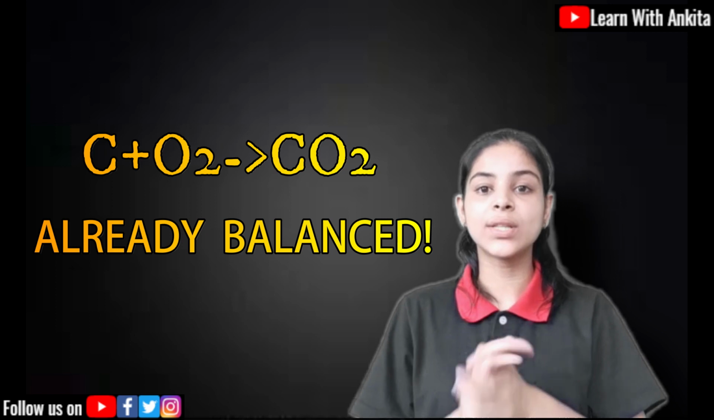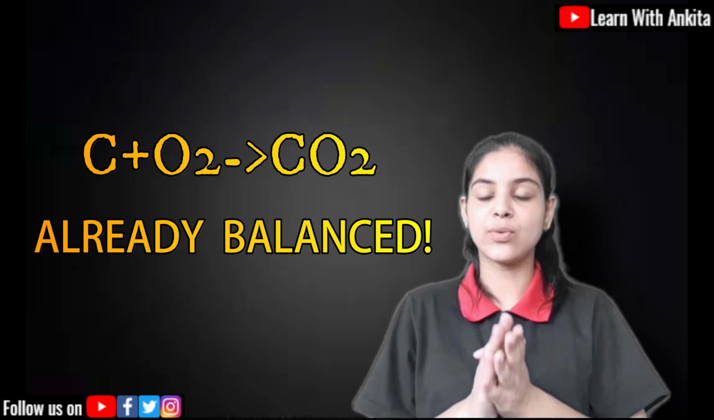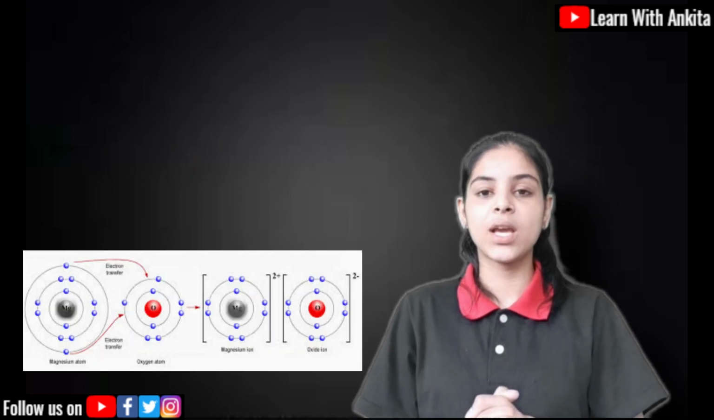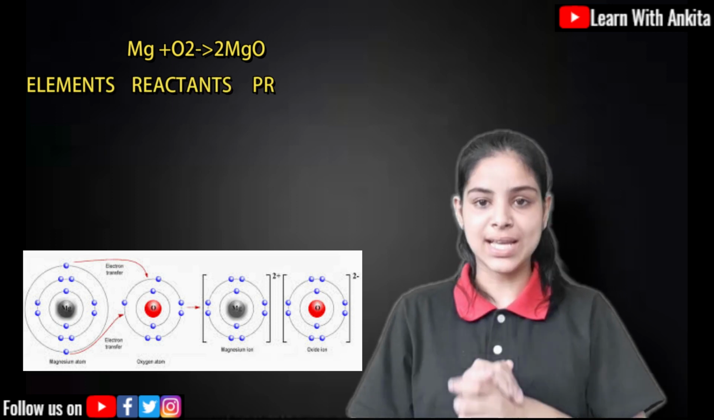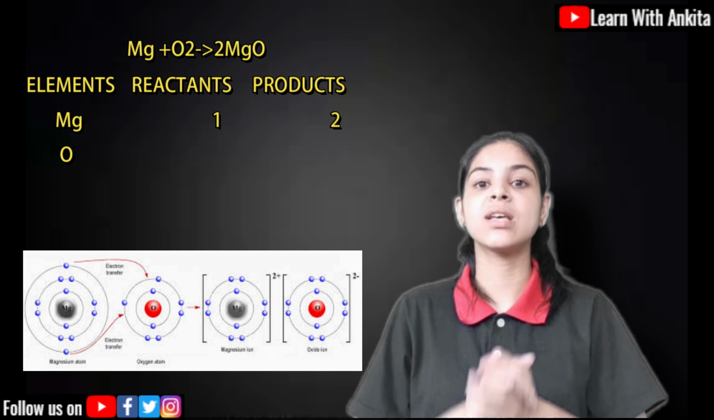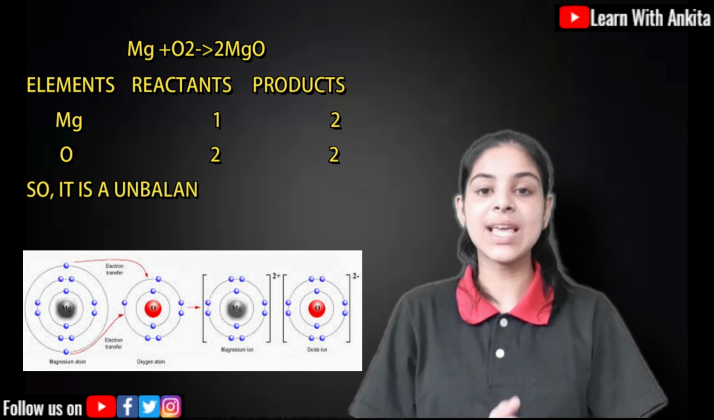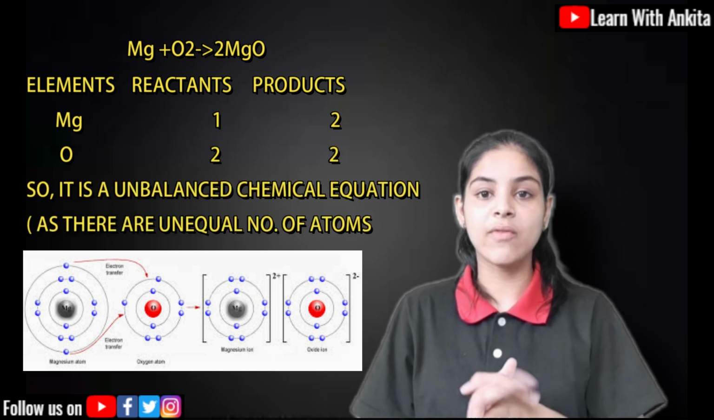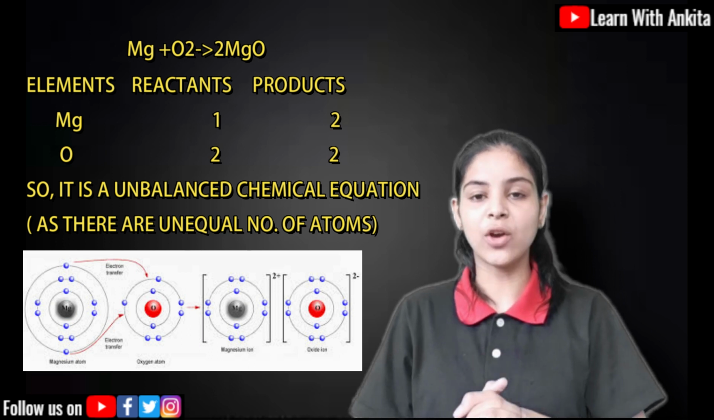This was just to know which equations are balanced and which are not. Now let's move on to the second example. You can see on the board magnesium plus oxygen is giving us magnesium oxide. You can see Mg plus O2 is giving us 2MgO.